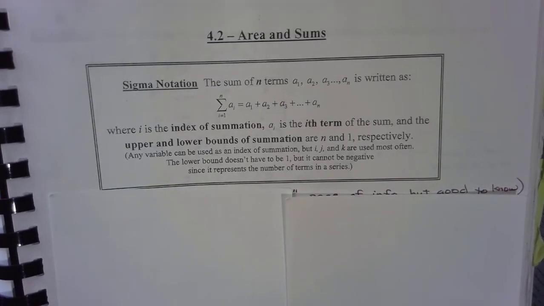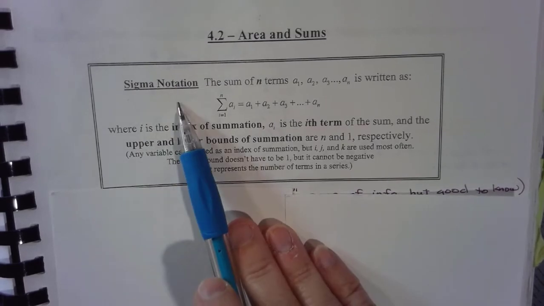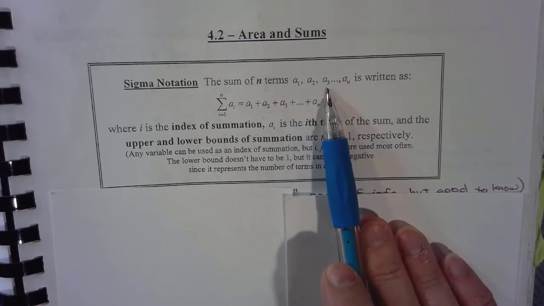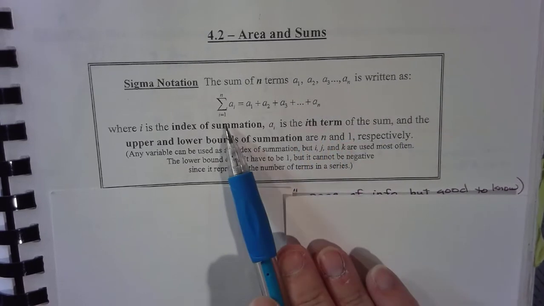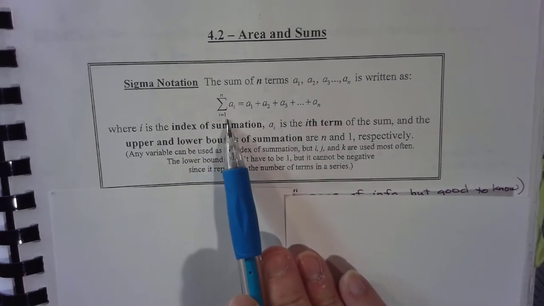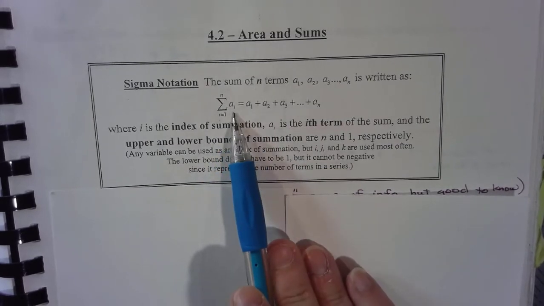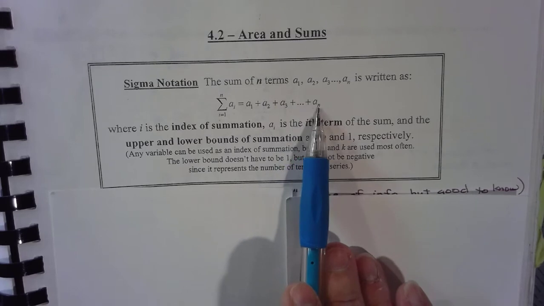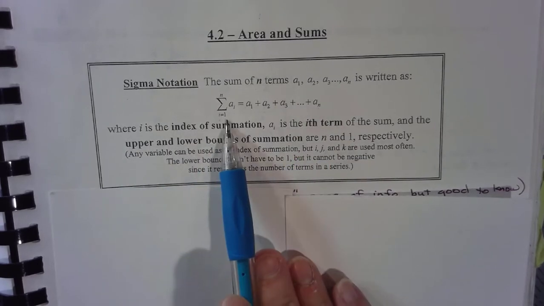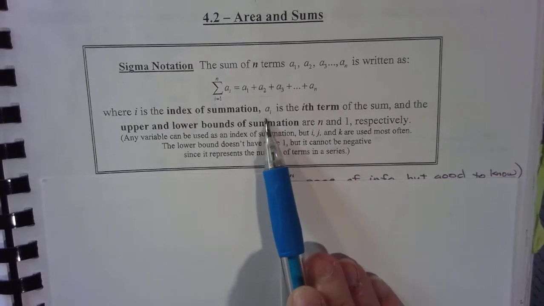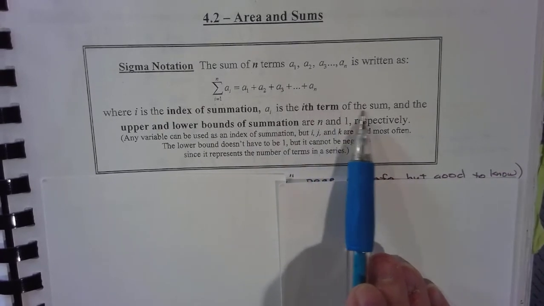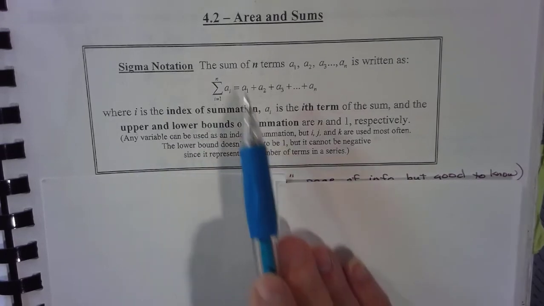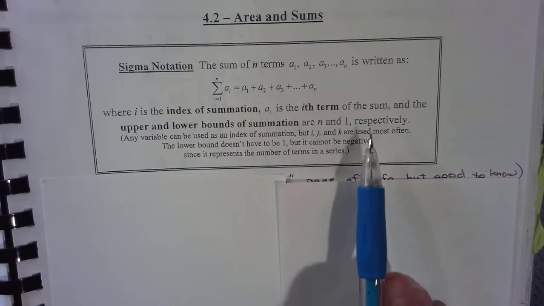Section 4.2, Areas and Sums. Sigma notation. The sum of n terms, A1, A2, A3, all the way up to An, is written as the summation as i goes from 1 to n of A sub i, which is equal to A sub 1 plus A sub 2 plus A sub 3 plus ... plus A sub n, where i is the index of summation, A sub i is the ith term of the sum, and the upper and lower bounds of summation are n and 1, respectively.